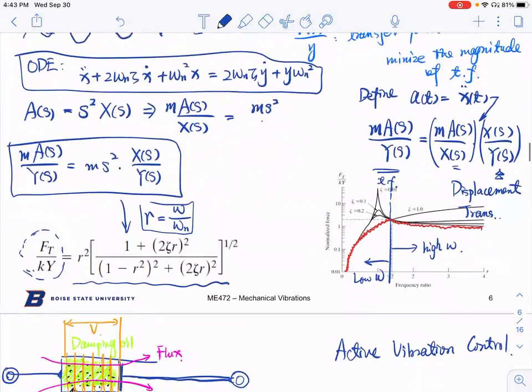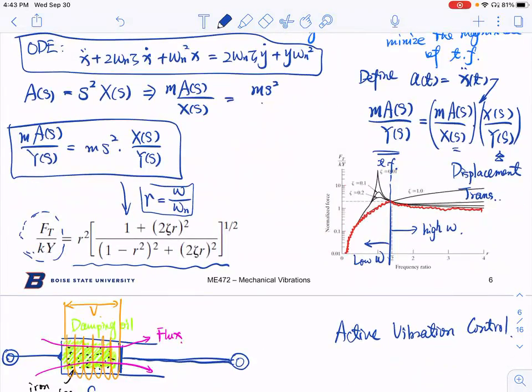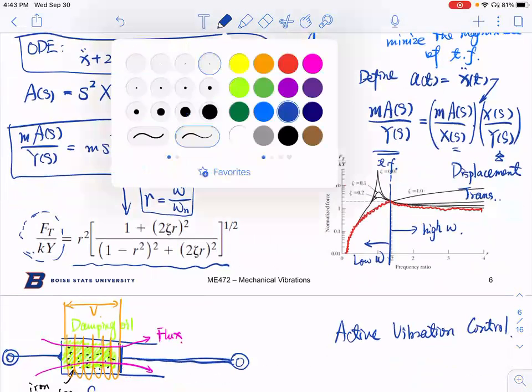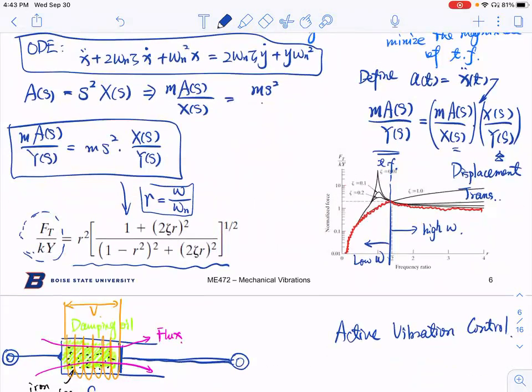Let me see if there is anything else. Okay, so that's how we design damping C. How do we design C? You want a large C value at low frequency. You want a smaller C value at high frequency. So how about K?